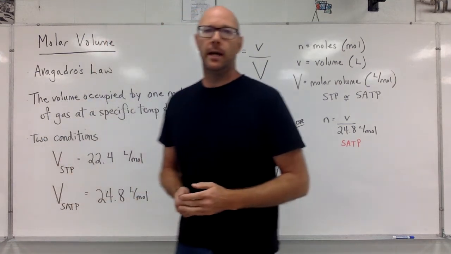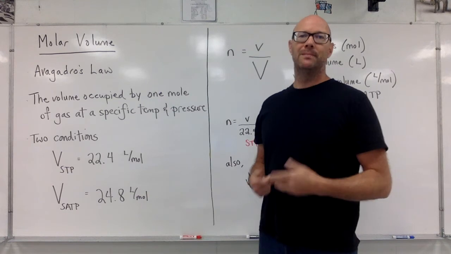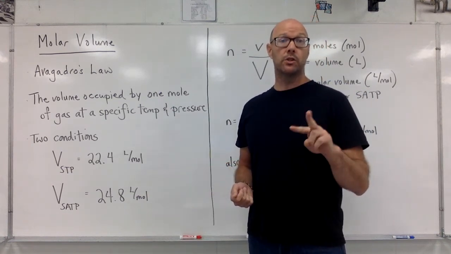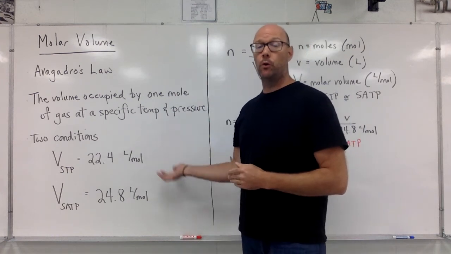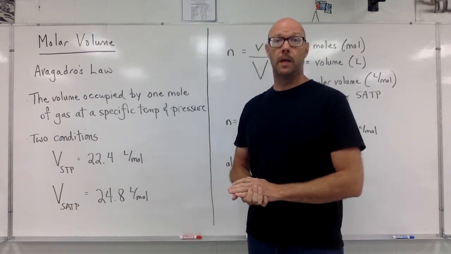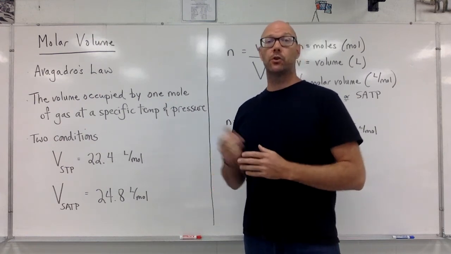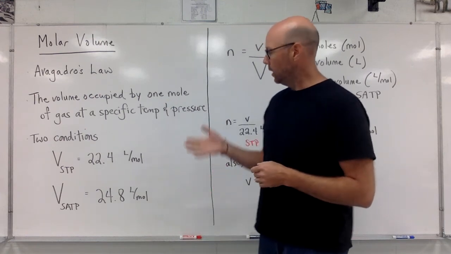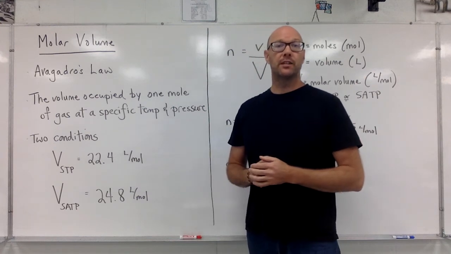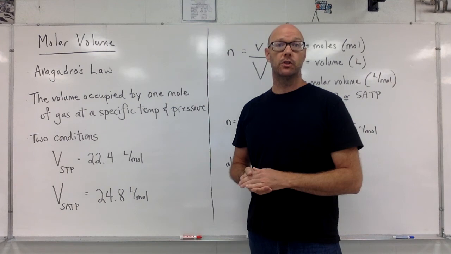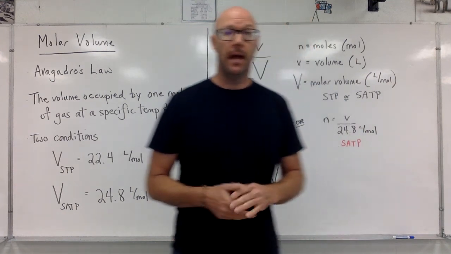Molar volume is something we've never encountered before. Sometimes it's called Avogadro's Law. It has a formula that only works in 2 ways, with 22.4 or 24.8. It doesn't matter what the gas is. If it's oxygen gas or methane or ammonia or anything, a question is going to tell us it's at STP or SATP. We're going to use one of these 2 values. And I hope that helps.